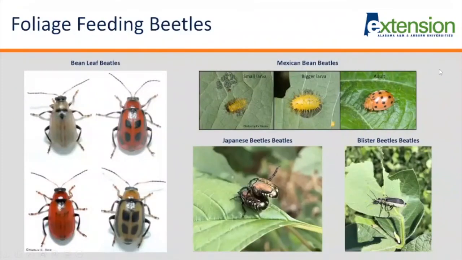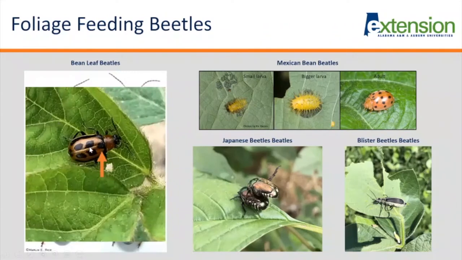Now I don't want to spend a whole lot of time talking about the foliage feeding beetles that are out there, but we do see several. One is the bean leaf beetle. You see an image here of a couple of different looking beetles. They're pretty small and can be in several different colors. They can have spots, no spots, but the key characteristic of these bean leaf beetles, as we see with this arrow here, is this black triangle right at the top of the wings. That's how we can differentiate the bean leaf beetle from a cucumber beetle or something like that.